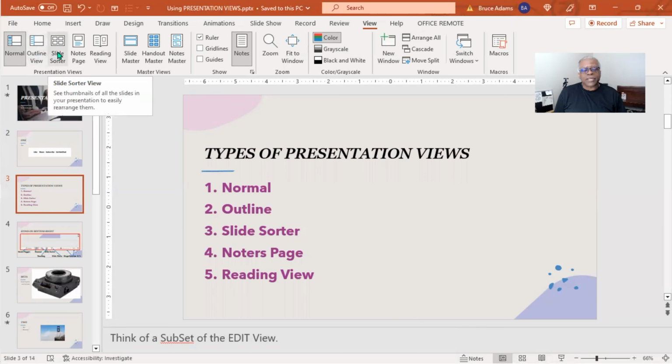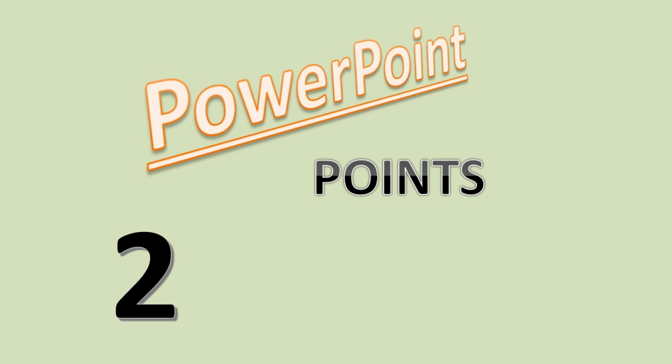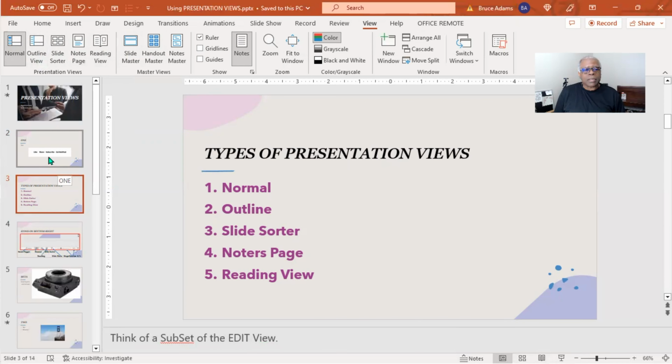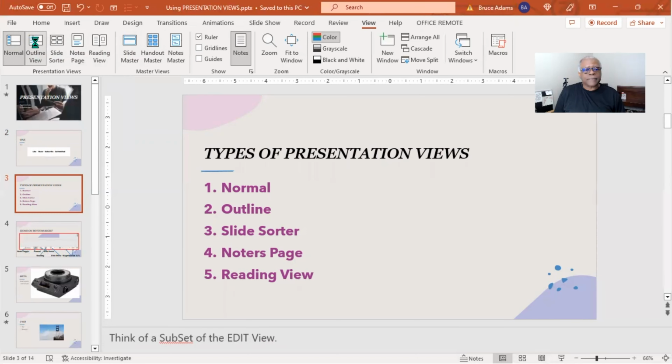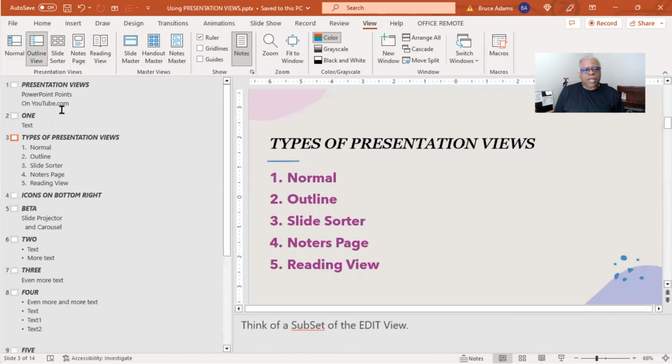And we've talked about slide sorter at a very high level. You probably remember notes from the Notes Master view, and then reading view we'll discuss at the end. So let's go to outline. Notice how the thumbnails will change. So now we're in an outline format based on the text you have typed.